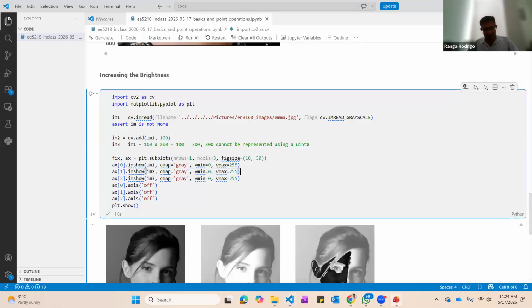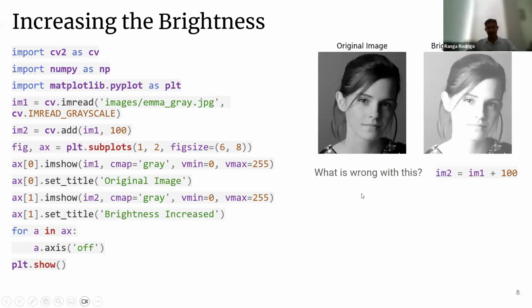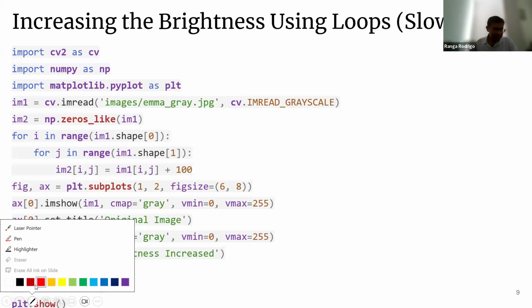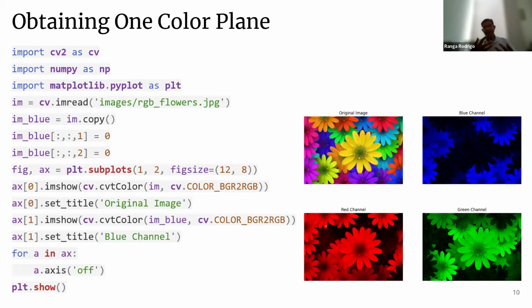Okay, so now what we want to do is, I hope you can understand the problem with this one I described. You can use for loops to do this. For loops are not recommended in these interpreted languages. So you can see one for loop for the rows, for loop for the columns, and then you can add 100, but don't use it. So I will not code that also. And then obtaining one color plane.